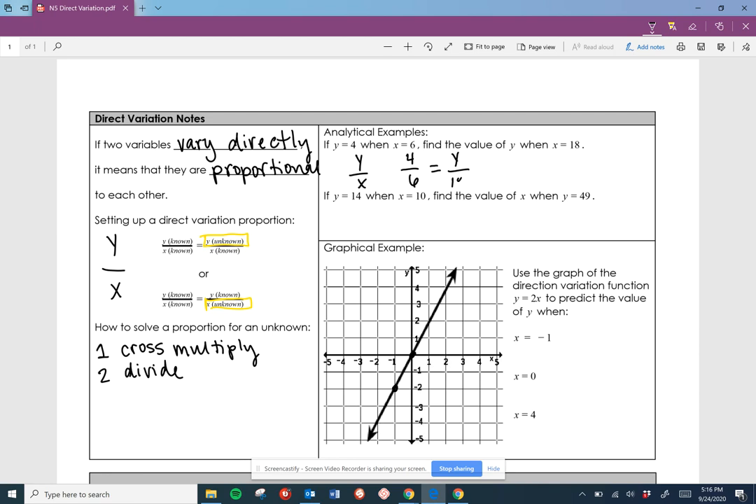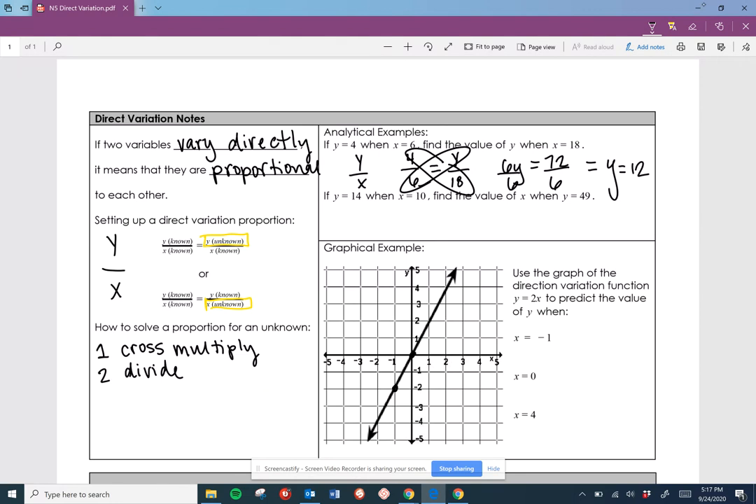Okay, and so we are going to cross multiply in order to solve this. 6 times y, right, is 6y. 4 times 18 is 72. Okay, so in order to find out what y equals, we will need to divide both sides by 6, and we will find out that y equals 12. Okay, so if y equals 4 when x equals 6, that means that y is 12 when x is 18.